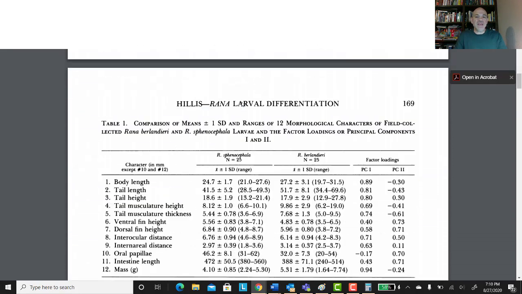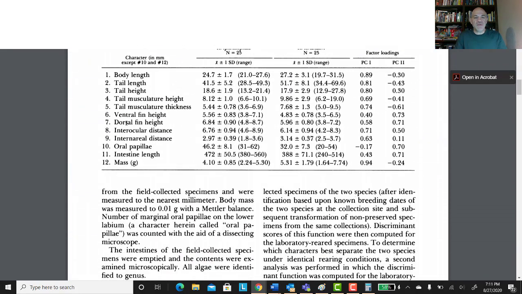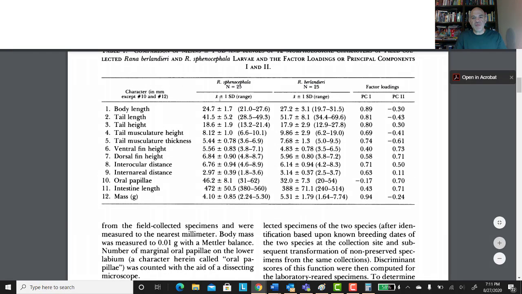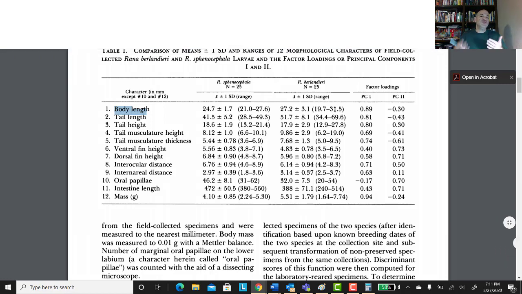And you can see that they actually measured several different variables for frogs, and the sample looks like it's 25 there. One of the things they did was body length here. And they looked at the species Lithobates phenocephala and the berlandieri, which is a Rio Grande leopard frog. And you can see that they reported the mean plus or minus 1 standard deviation, and then they gave the range. And there's two ways to report the range.